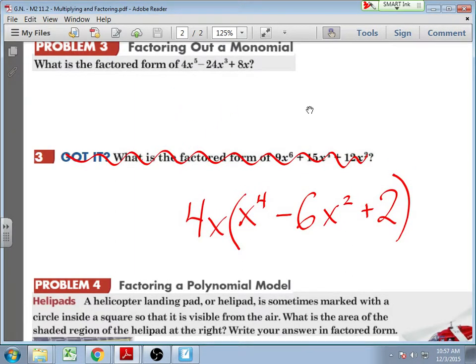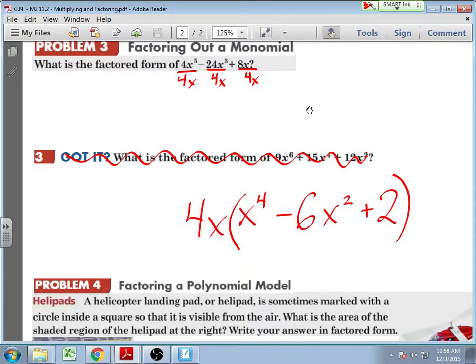When we divide by 4x, we can either draw it like this, or we can draw it like this: this divides by 4x, this divides by 4x, and this divides by 4x. So we really do the coefficients, then the variables. My 4 divided by 4 gives me 1, so I don't have to write it. X to the 5th divided by x, I subtract the powers, I get x to the 4th.